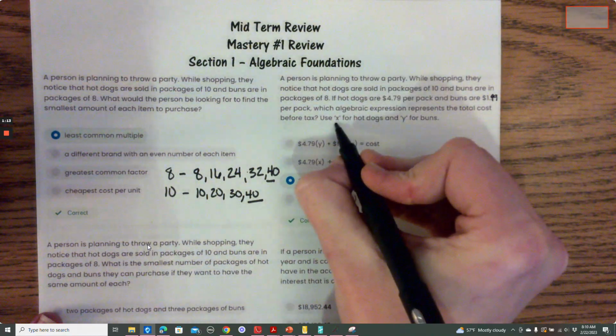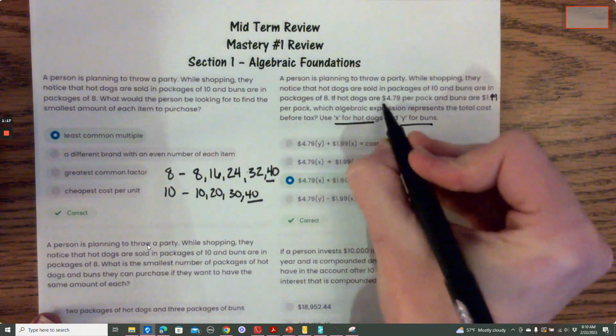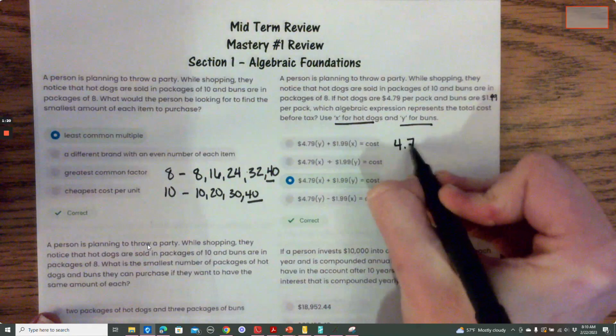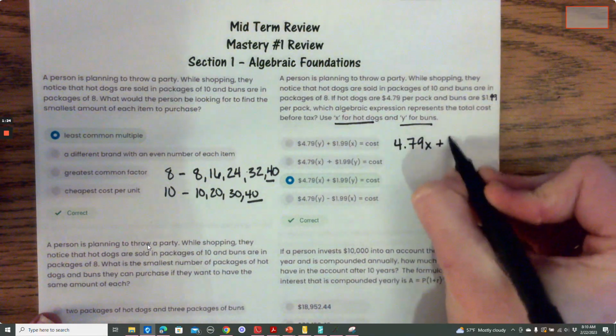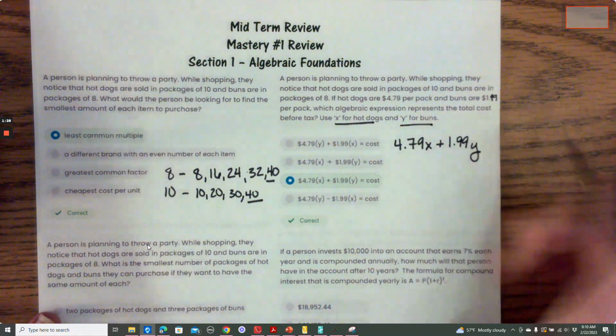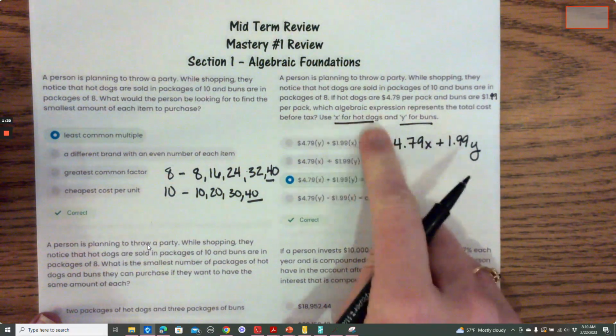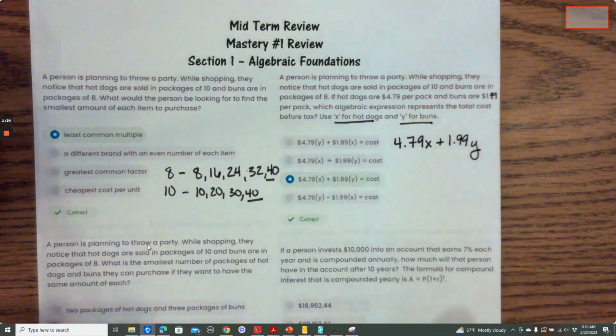So you always look for this, X for hot dogs, Y for buns. So if hot dogs are $4.79, it would be 4.79X. And then plus the cost of the buns, which are $1.99, and that's Y. So always make sure you're matching up the right variable to the right coefficient or amount that you need.